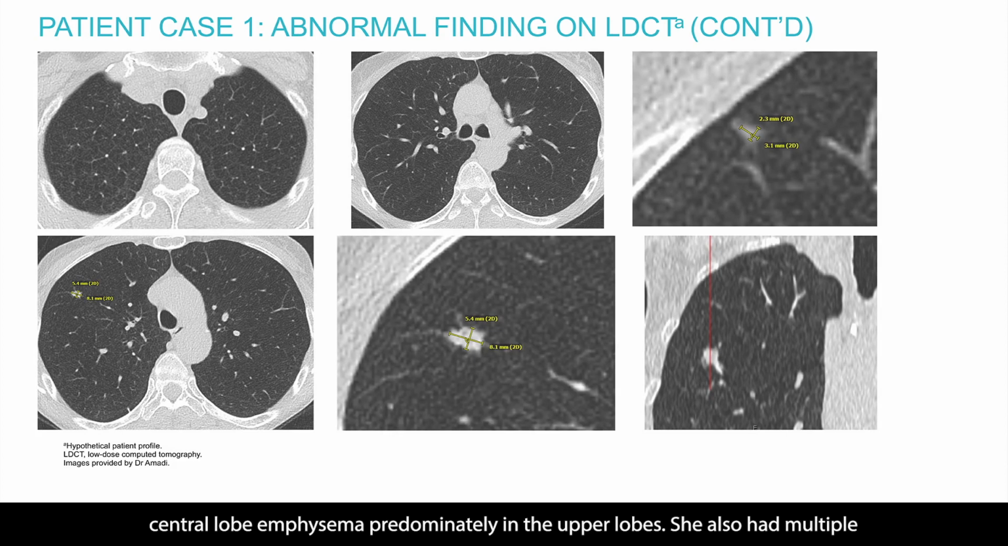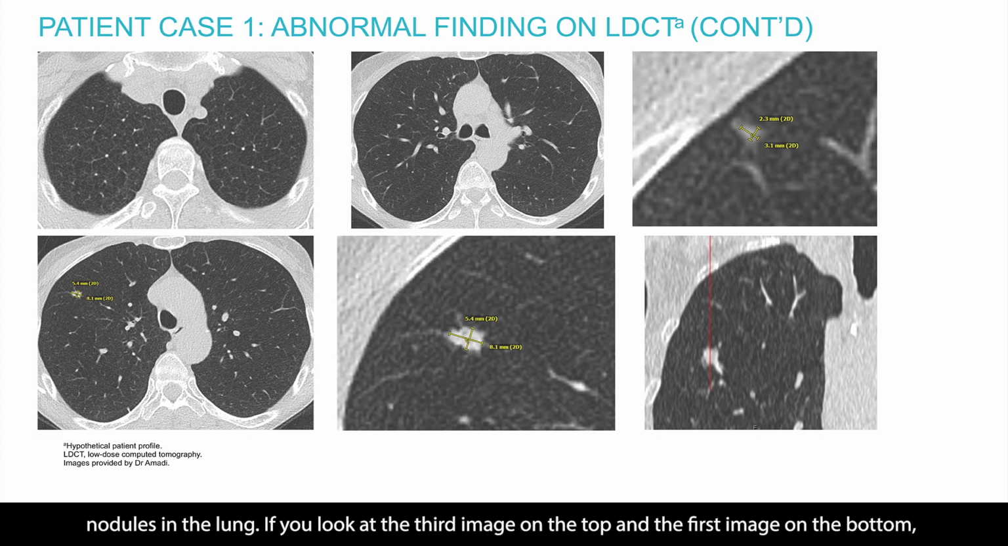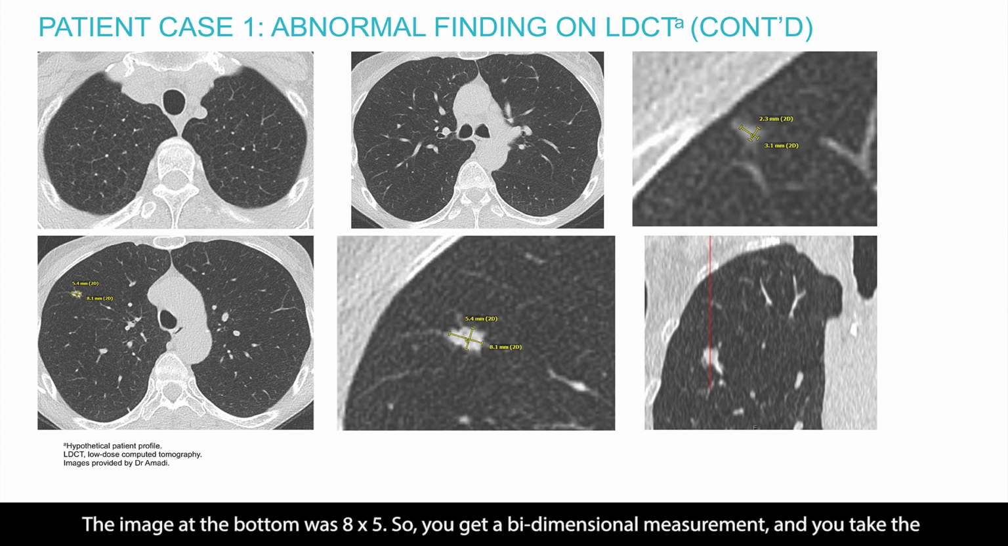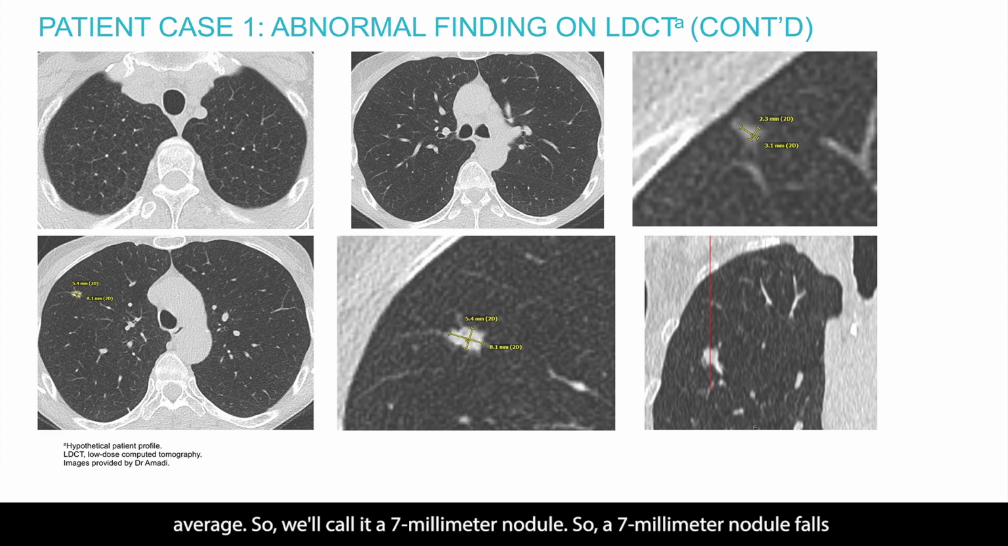She also had multiple nodules in the lung. If you look at the third image on the top, and the first image on the bottom, those are two different nodules. The image on the top in the right upper lobe was about 3 millimeters. The image at the bottom was 8 by 5. So you get a bidimensional measurement and you take the average. So we'll call it a 7 millimeter nodule.